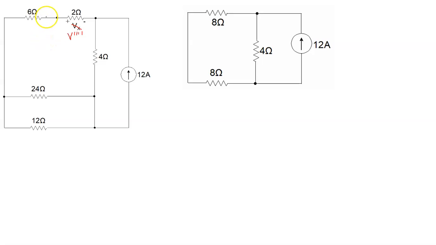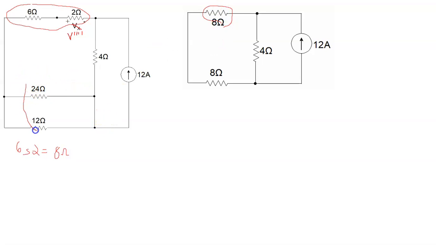Okay, so based on that then, we have these two here in series, and so again 6 in series with 2 is equal to 8 ohms, and that 8 ohms is here.